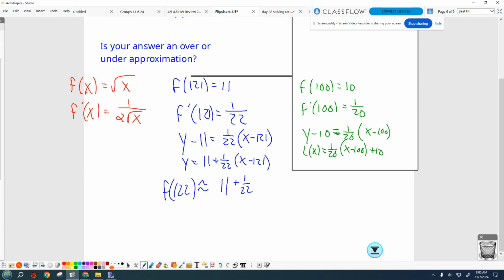And AP might ask you to do a linearization, no calculator. It's in your best interest to leave this because it's potentially going to come out to be something nice. And I highly recommend you leave it as fractions. Okay, so 11 and 1/22.